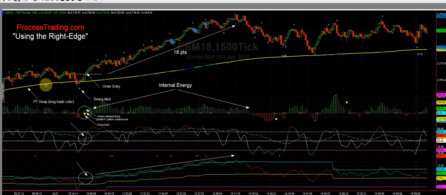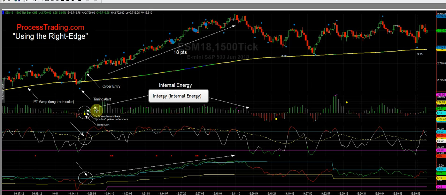Now we look to our discretionary indicators for more confirmation and detail about our trade. The first indicator we look at is the Intergy, which stands for internal energy. And we see that the energy from the price movement had just turned green, which means demand is coming in and the bars are rising in intensity. So we have demand coming in.